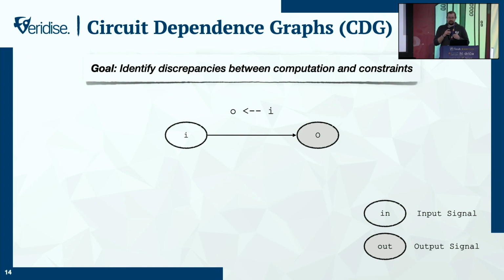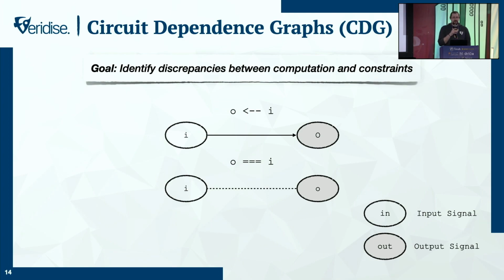And so here, if we have an assignment in the computation, that will be a solid edge. And if you have an assignment in the constraints, that's going to be a dotted edge. And the reason why this is useful is it allows us to start reasoning about the computation and the constraints within a single form. And it abstracts away some of the behaviors within the circuit that we don't care about.